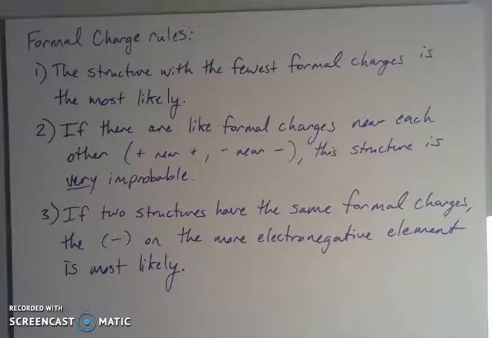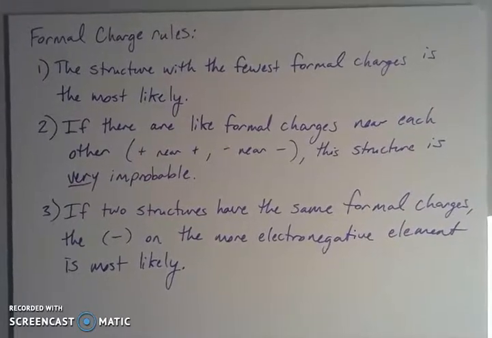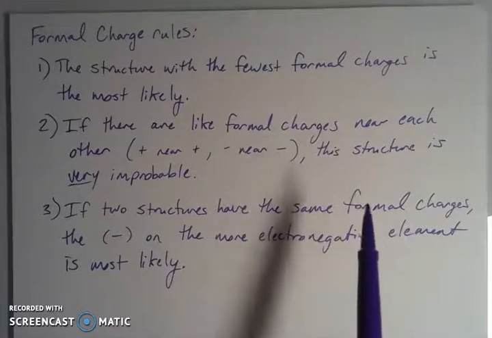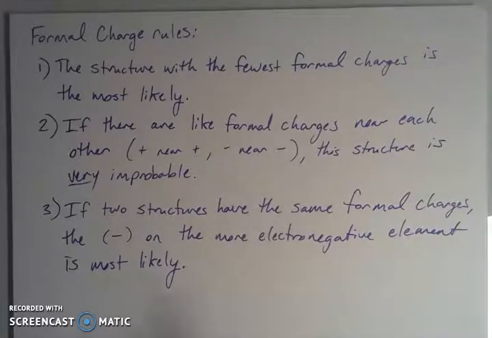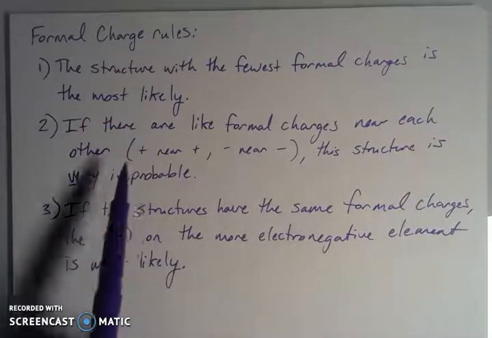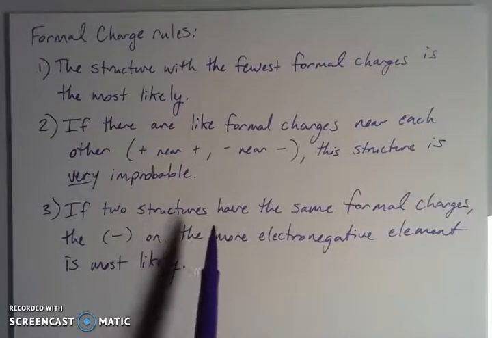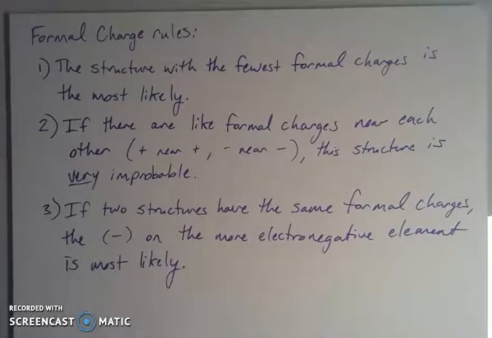Now, the most zeros win. The structure with the fewest formal charges is going to be the most likely. If there are formal charges close to each other, like charges that are near, like on adjacent atoms, for example, if I have a positive formal charge near another positive formal charge or a negative near another negative, then that structure is highly improbable. That's as close to never and impossible as I ever like to get. I'm always a little bit cagey about my always/never language, but in this case it's very close to never that this is going to occur because it's very uncomfortable that way.